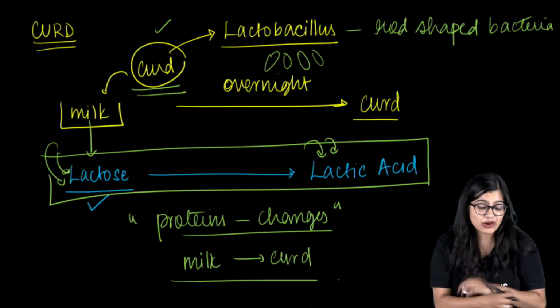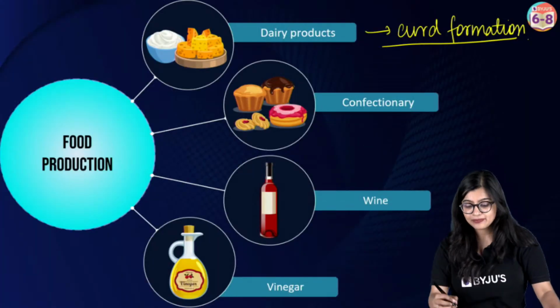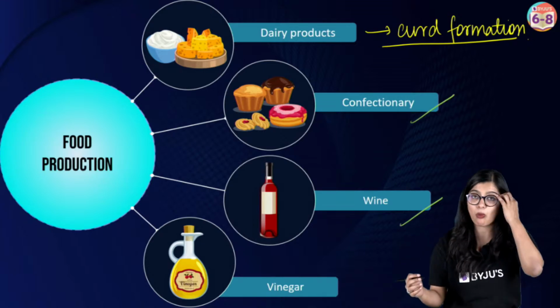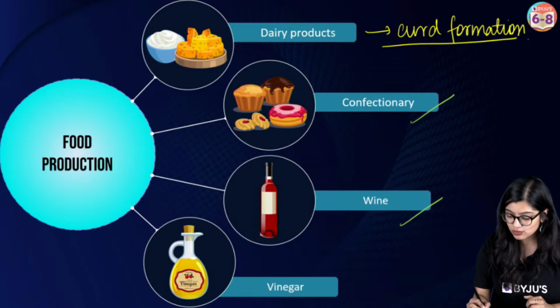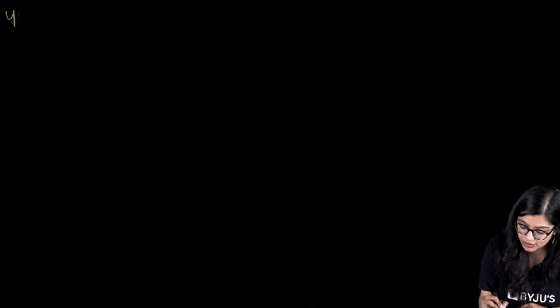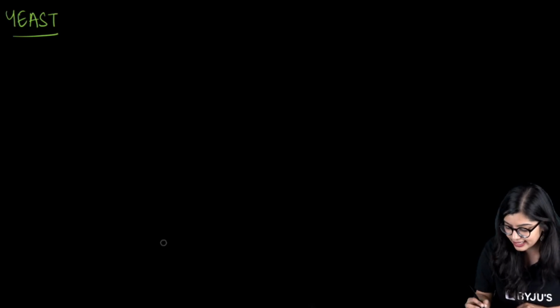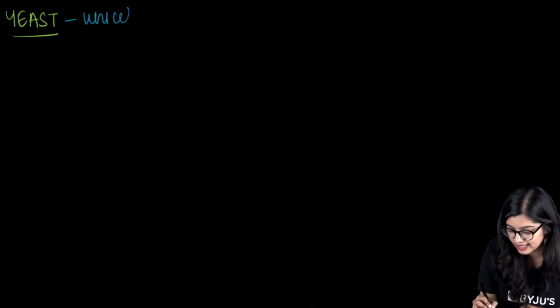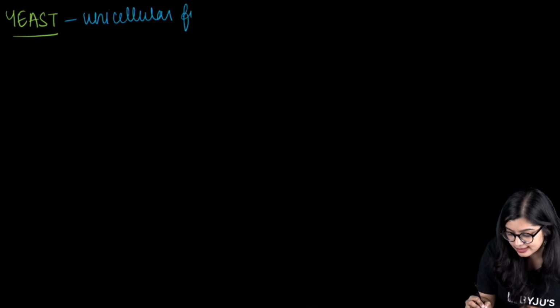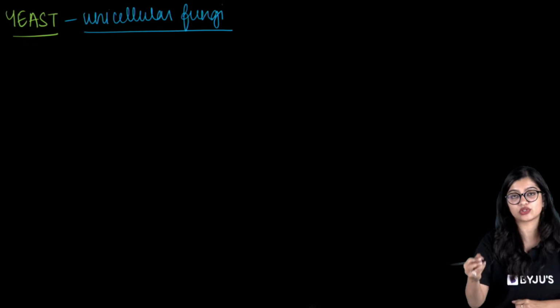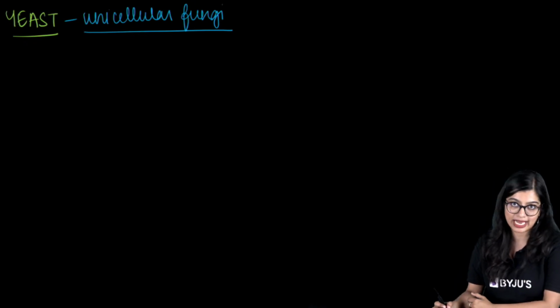About half an hour more, probably. Now, next up, we have production of confectionery and basically wine. This, of course, uses another kind of microorganism, which is going to be yeast. Now, what is yeast? Yeast is a unicellular fungus, and the scientific name is Saccharomyces.